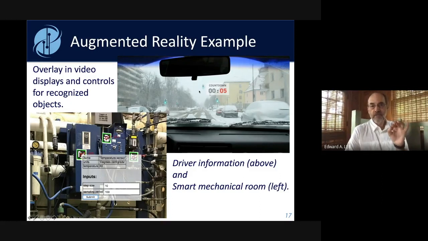So this mock-up is telling the driver that there's 5 seconds left on this green light using a heads-up display. In a more industrial setting, if you recognize devices, you could bring up user interfaces on a screen that would allow you to both monitor the state of the devices and also interact with them.